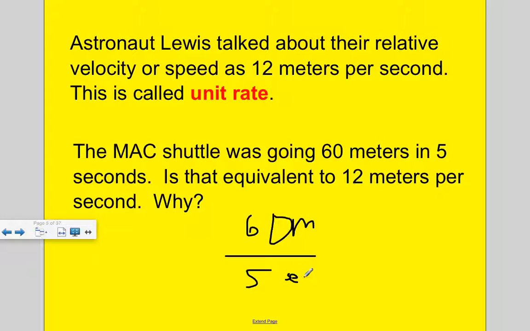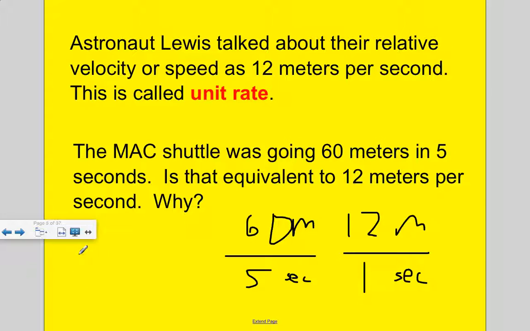How can I break this down per second, for each second, for 1 second? To break it down, I'm going to divide the numerator and denominator by 5, and I get 12 meters for 1 second, or 12 meters per second, or 12 meters for each second.